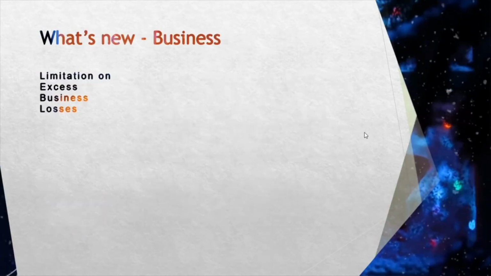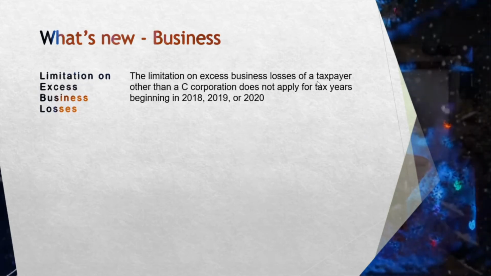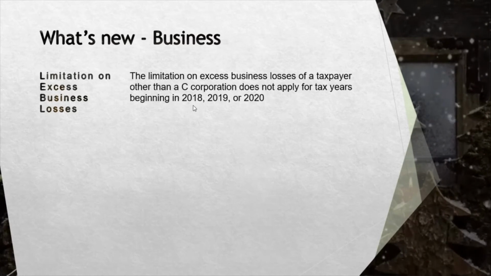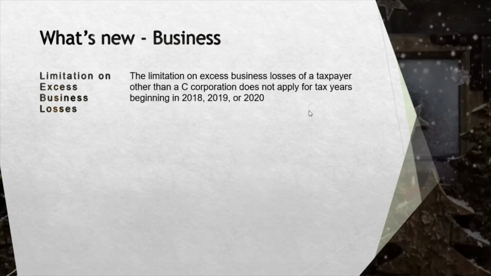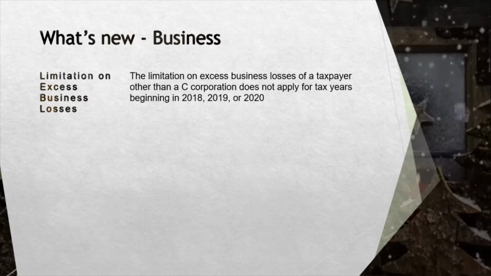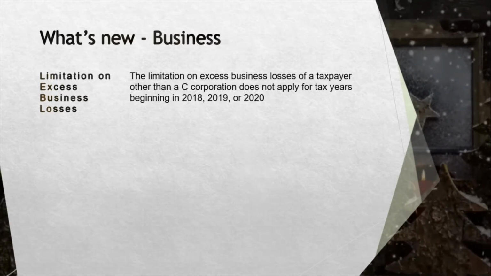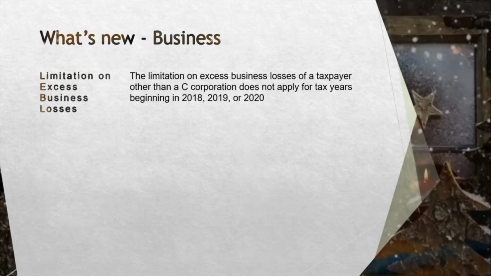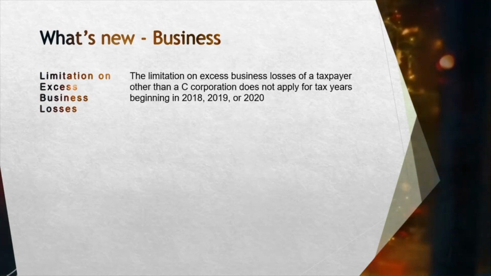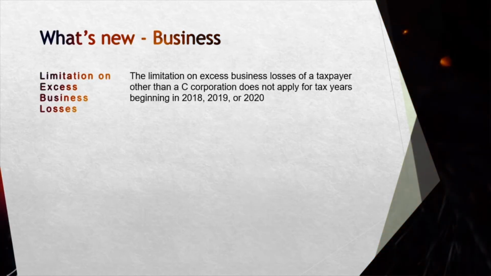Limitation on excess business losses. The limitation on excess business losses of a taxpayer other than a C corporation does not apply for tax years beginning 2018, 2019, or 2020. The TCJA, the Tax Cuts and Jobs Act, introduced a new limitation on deducting business losses for tax years beginning after December 31, 2017 and before January 1, 2026.